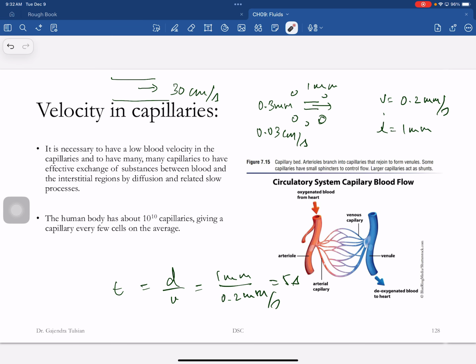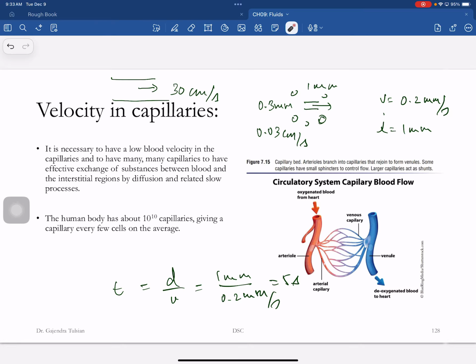When the blood is coming out of the heart, it's going at 30 centimeters a second. When it comes to the capillaries, it's slowed down by a factor of 1,000. So it's actually 0.2 millimeters a second. We'll do the numbers. The time the blood spends in the capillary is the length of the capillary, which is 1 millimeter, divided by the speed in the capillaries, 0.2 millimeters per second, which is 5 seconds. So you've slowed the blood down in capillaries such that it's spending about 5 seconds there, and so you have enough time for diffusion to do its job.